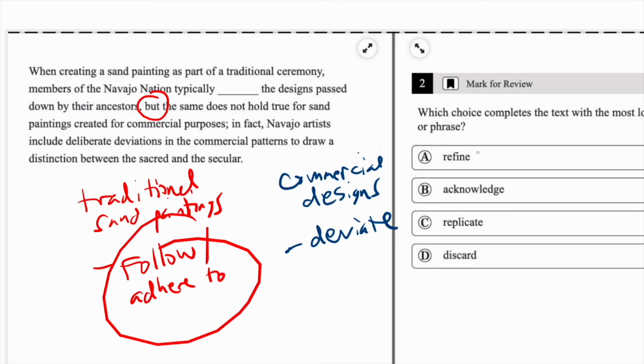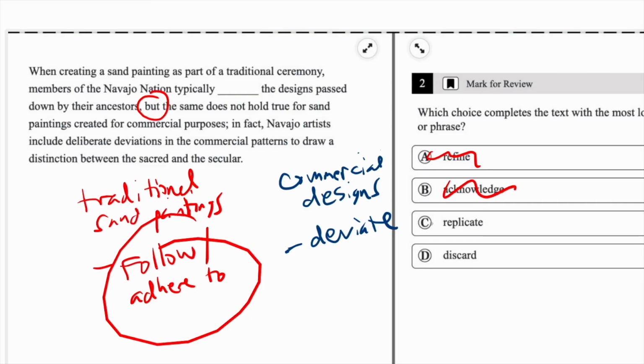Refine, that might be tempting, and that's the kind of thing that if you plugged it in, it might seem like it would work. They refine the designs passed down by their ancestors. But we really don't see any evidence that supports that. It's not about taking a design and then tweaking it ever so slightly. It's about either sticking to it or flat out deviating from it. So that won't be correct. Acknowledge, well, that just doesn't really contrast with deviate. If you acknowledge something, you notice it, you sort of pay your respects to it, but it doesn't work here to talk about acknowledging these designs because it just doesn't go far enough.